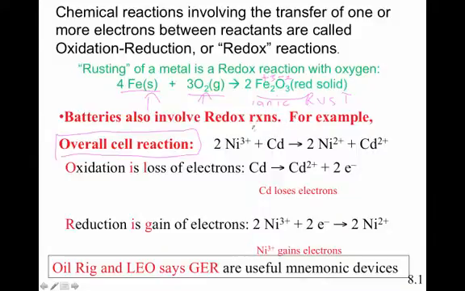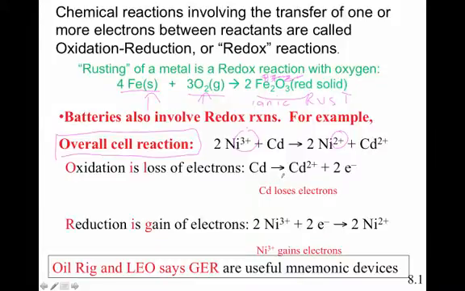Okay, so this is the overall. I've got nickel ion, nickel 3+, reacting with cadmium, Cd, to produce nickel 2+ and cadmium 2+. Notice that nickel has gone from a +3 to a +2. Remember, the positive sign is usually written after the number to indicate that that's an ionic charge. I should have done that up here as well. I'm sorry. So that would be 3 plus and 2 minus. Well, that's nice and clean, but you get the idea.